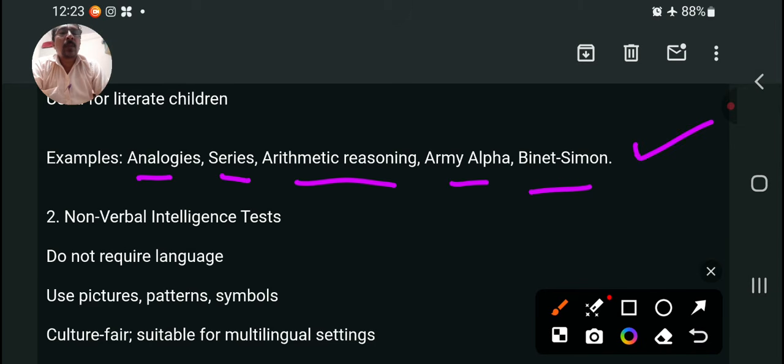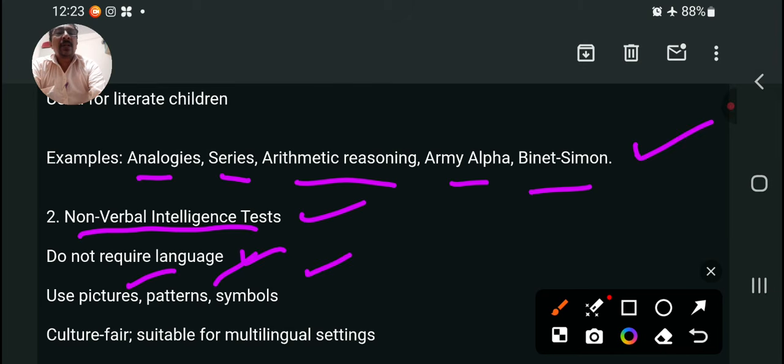Second type, non-verbal intelligence test. Non-verbal intelligence tests do not require language. Verbal means a language type, non-verbal means it does not require language. They use pictures, patterns, symbols, are culture fair, and suitable for a multilingual setting.